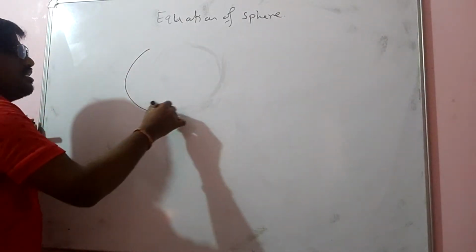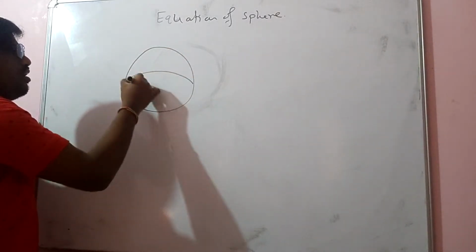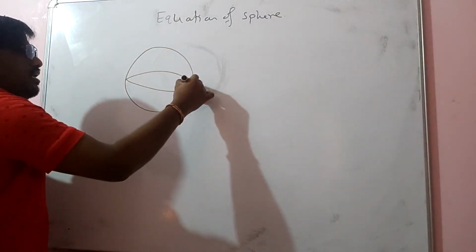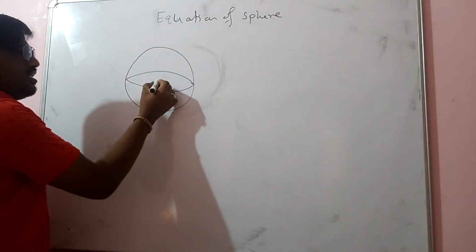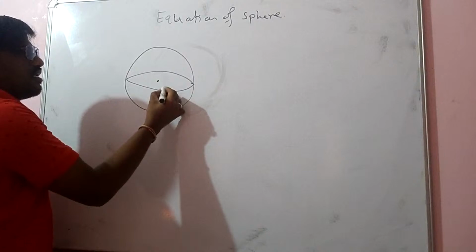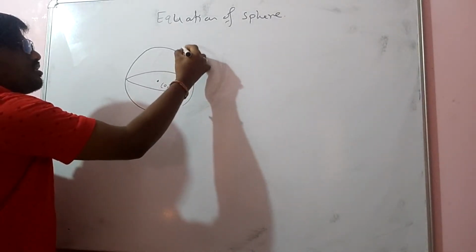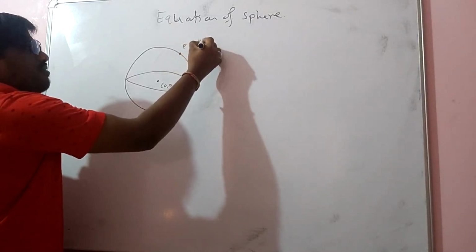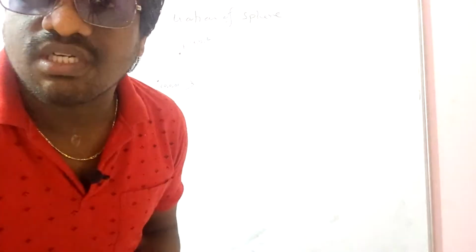A sphere is in the shape of a ball, like a football, volleyball, or planets. These are sphere shapes. Suppose the center of the sphere is 0, 0, 0, and any point on the sphere is x, y, z. Then yesterday I explained the equation of the sphere.